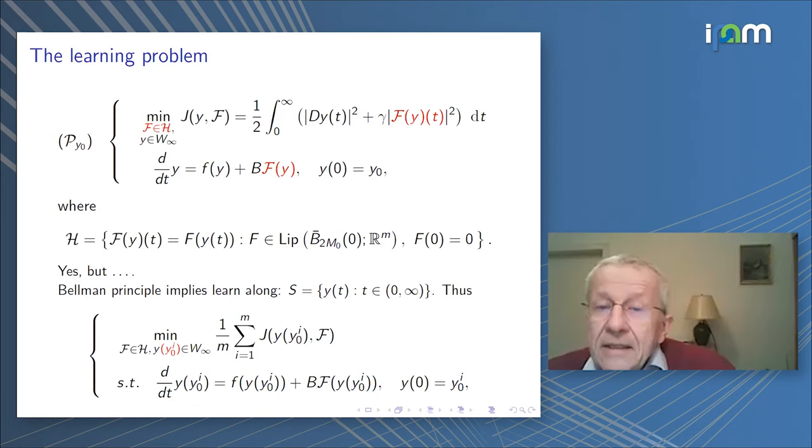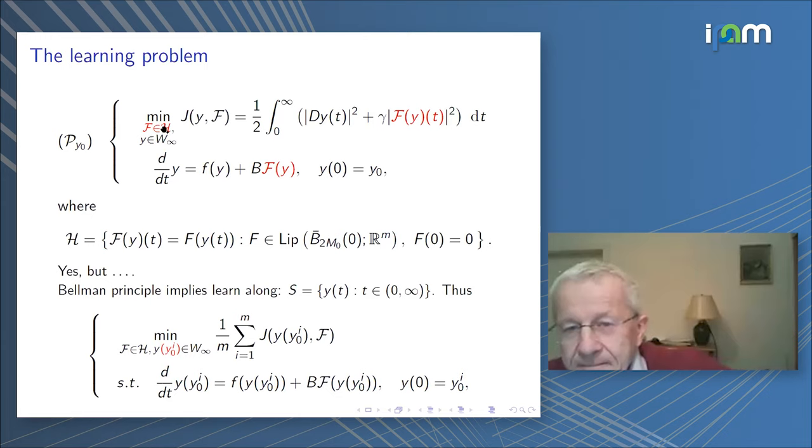And now I'm formulating a learning problem. I want to learn the feedback function, calligraphic F, that's unknown. Learn it by minimizing this over a certain space of functions. The space of functions are the Nemytskii operators of Lipschitz continuous functions on a ball, twice the radius of the ball that I'm working on. And of course, F at zero should be zero.